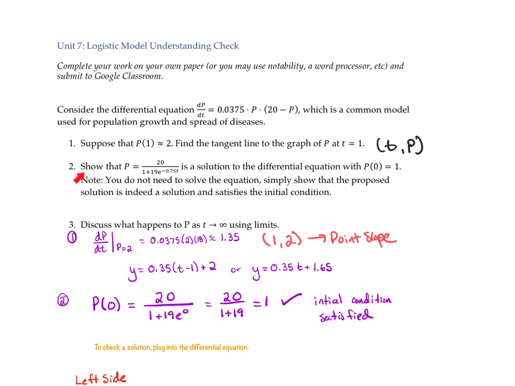Now part 2 gives you a particular solution. It wants you to show that it's a solution to the differential equation with p(0) equals 1. You don't need to solve, so there's no separation, there's no integration, you're just showing that it's a solution. So what does that mean? Well, first let's check the initial condition. Checking the initial condition means plugging 0 into the t in this equation and seeing that you get 1. So down here in number 2, p(0) is 20 over 1 plus 19 e to the 0. e to the 0 is 1. So 1 plus 19 is 20. 20 over 20 is 1.